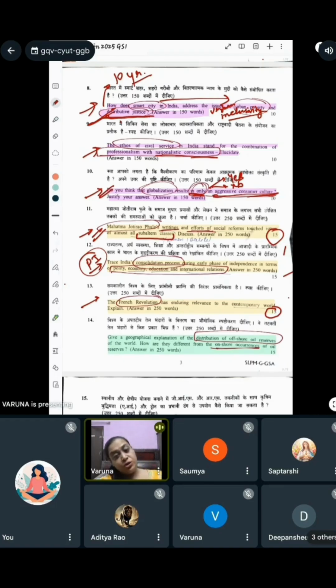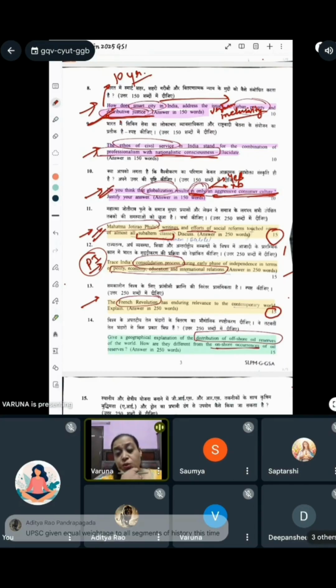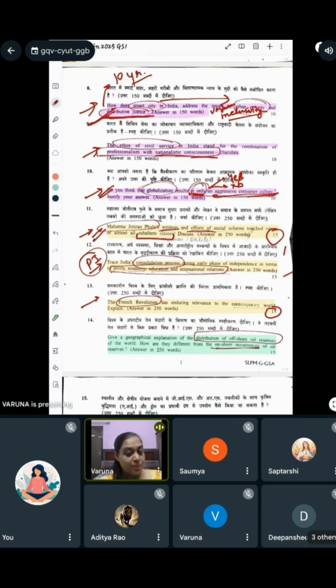Even the French Revolution was in the news. There were certain articles related to it in the past 1 year. So we can observe those particular topics from the news and would have prepared them.